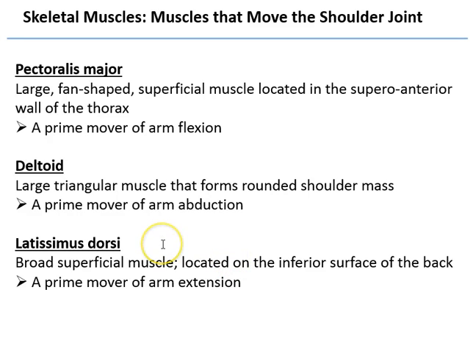The third one is the Latissimus Dorsi. It's a very broad muscle located on the inferior surface of the back, and it's a prime mover of arm extension. That would be the movement associated with the downward swinging of an axe, for example. A key fact is all 3 of these muscles insert into the humerus and create movement at the shoulder joint. Each one of these muscles initiates a different type of action.